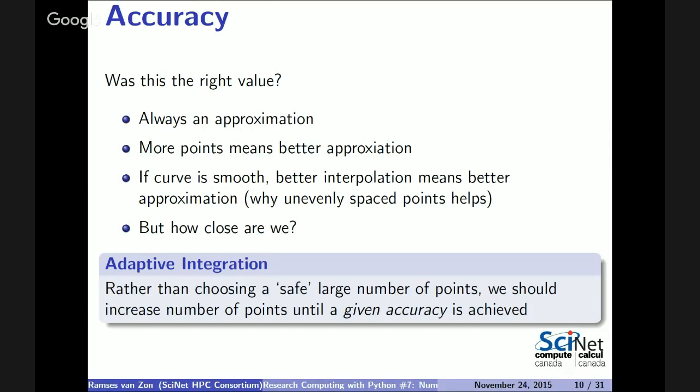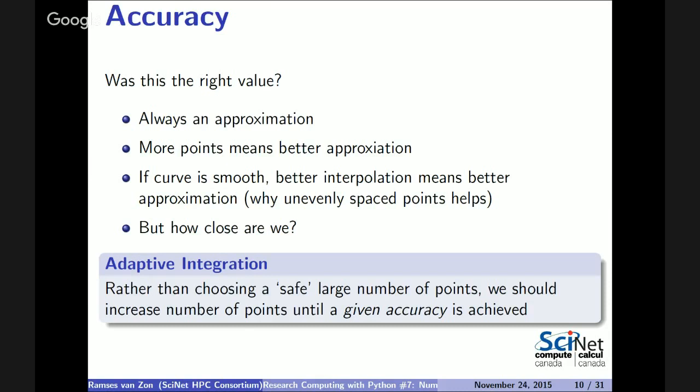So what we should really have, rather than saying, give me 40 points, we should say, well, keep increasing the number of points until your value has converged within a certain tolerance. And so that's an adaptive integration where you keep adding points until the end result doesn't change.